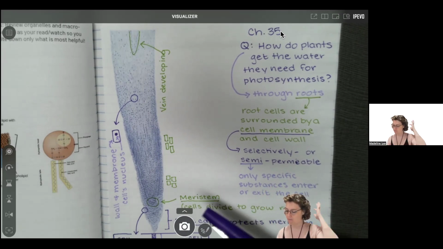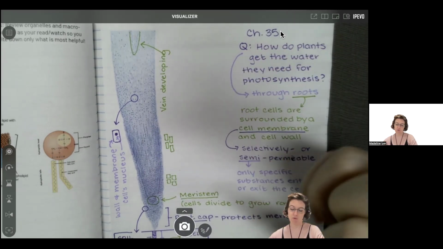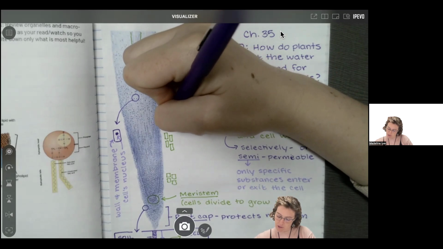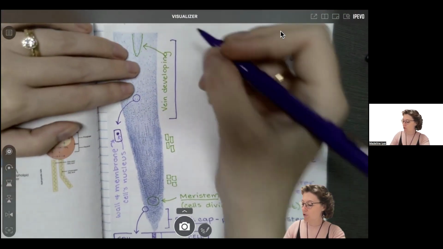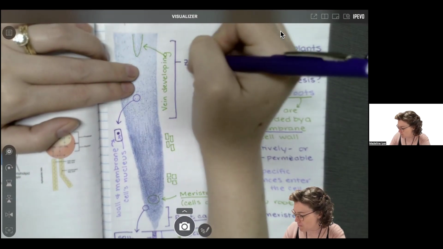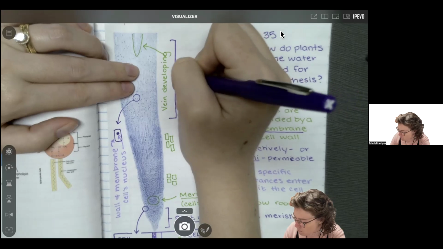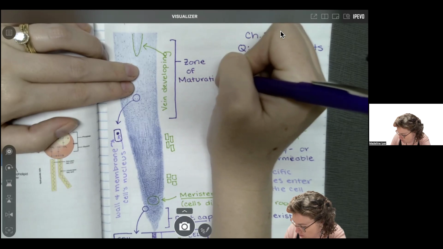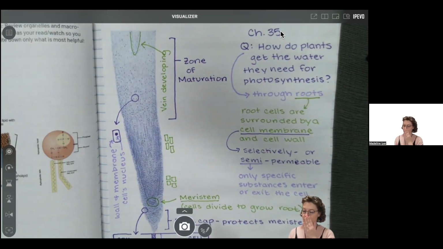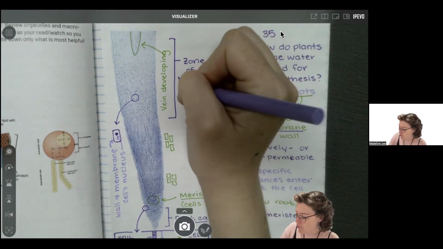So I'm not going to give you too many details on this, but these make up two distinct sections of the root. Up here, we call this area the zone of maturation, meaning it's the zone where the root is maturing and growing that vein. And this is where we start to see cells differentiating, meaning becoming different from one another.